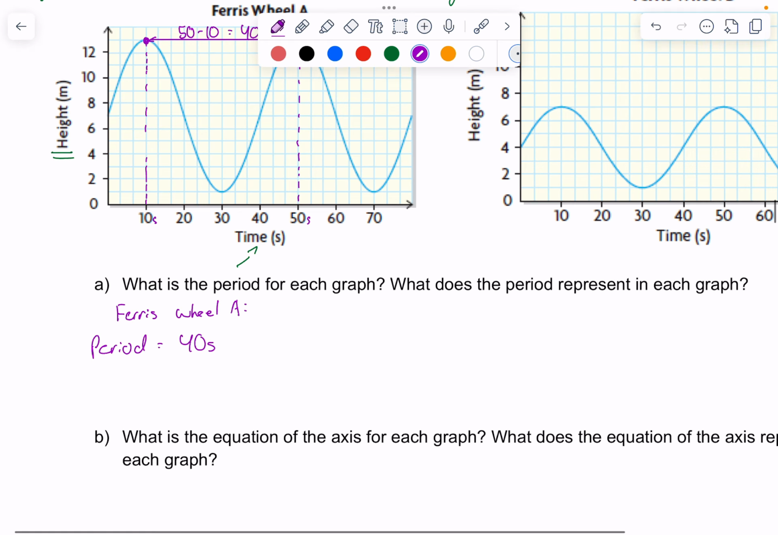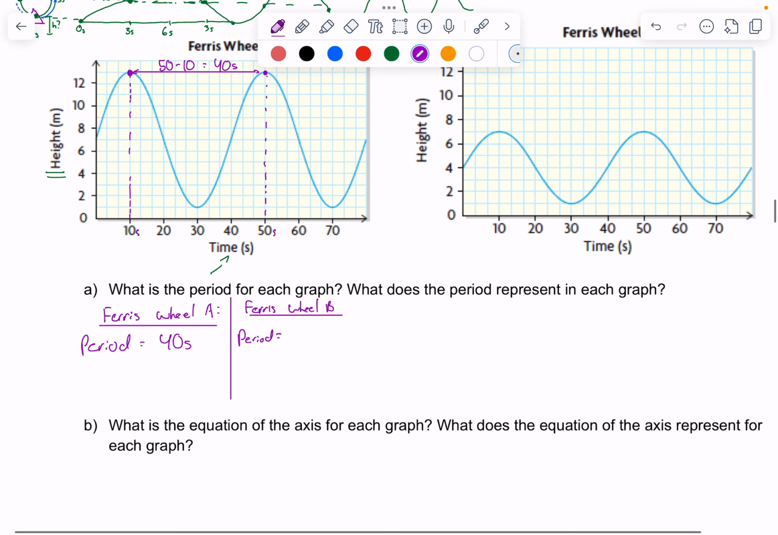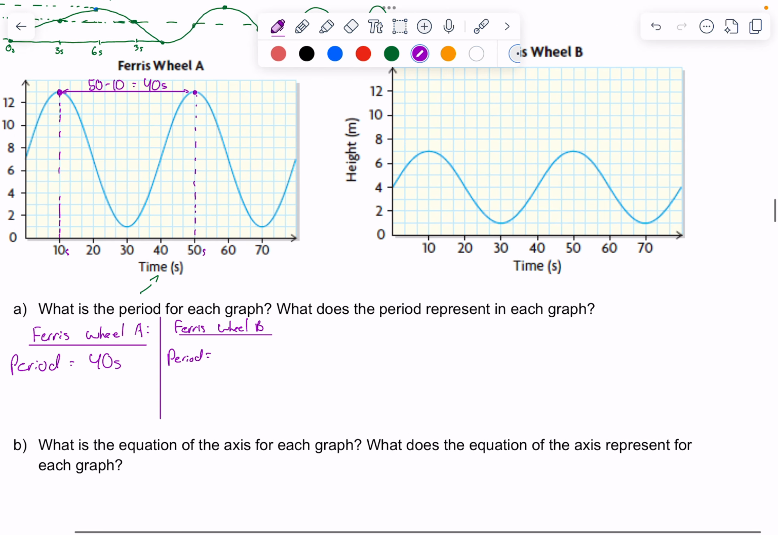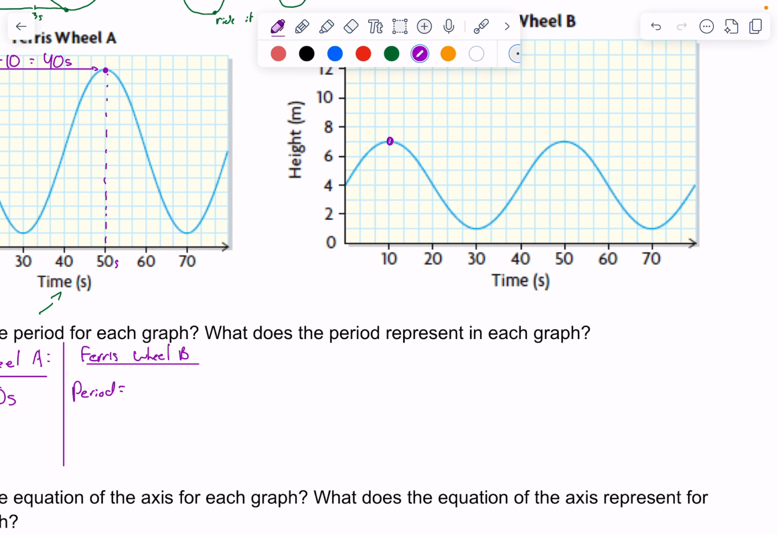Well, let's look at Ferris wheel B. I'm going to put an underline on this, just make the lessons look nice. Okay, so same thing, let's find our period. So find points that are easily identifiable, troughs or peaks. So once again, I can see that the peak here falls nicely on the graph. So I'm going to look down. I'm like, okay, cool. That's at a value of 10 seconds.